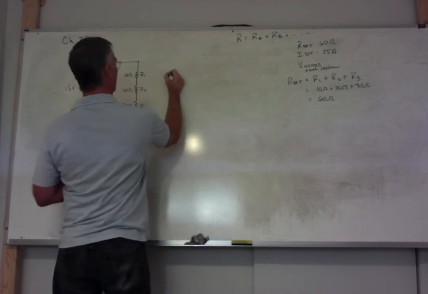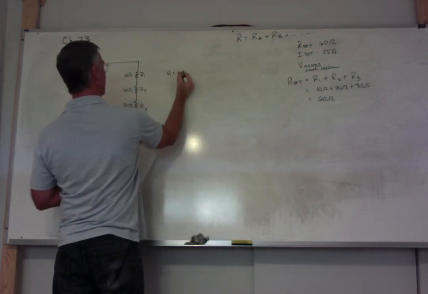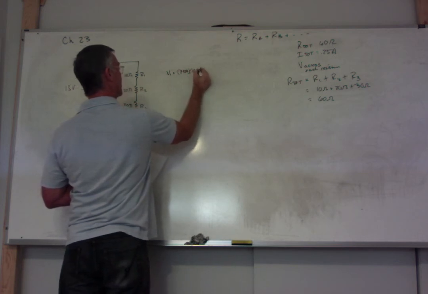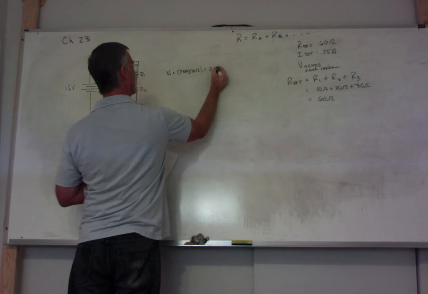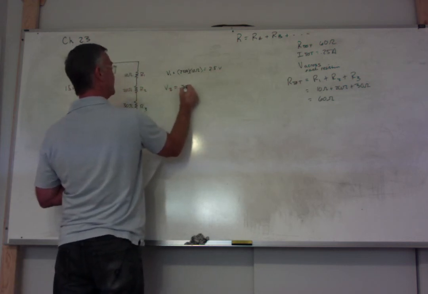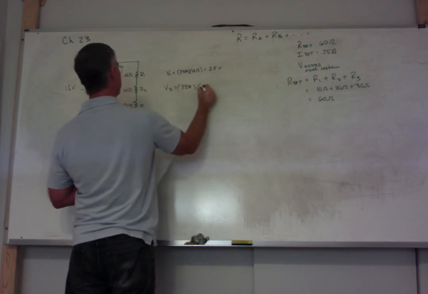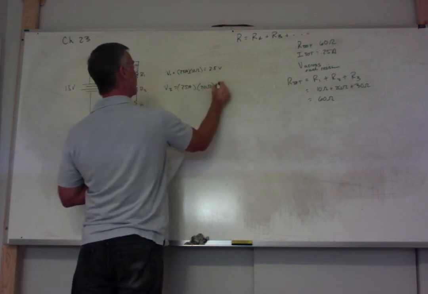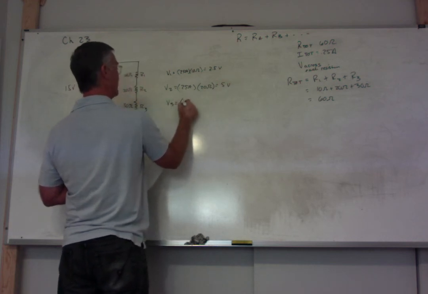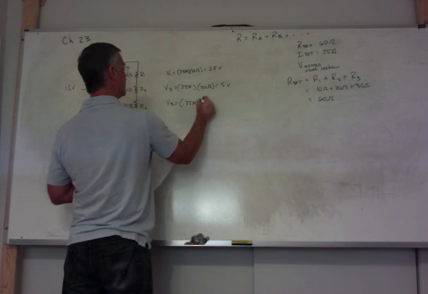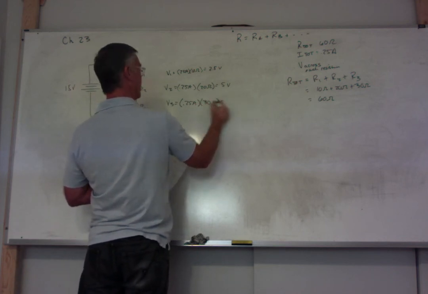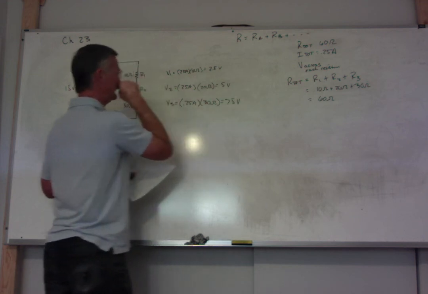And basically what we're going to do is find the voltage drop across R1, 0.25 amps times 10 ohms. And that'll be 2.5 volts. And V2 would be 0.25 amps times 20 ohms. And that will be 5 volts. And V3 is 0.25 amps times 30 ohms. And that will be 7.5 volts.